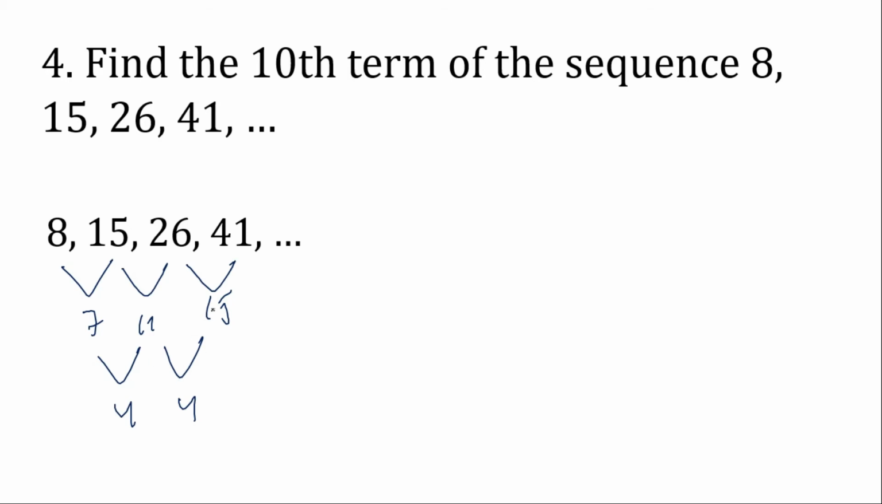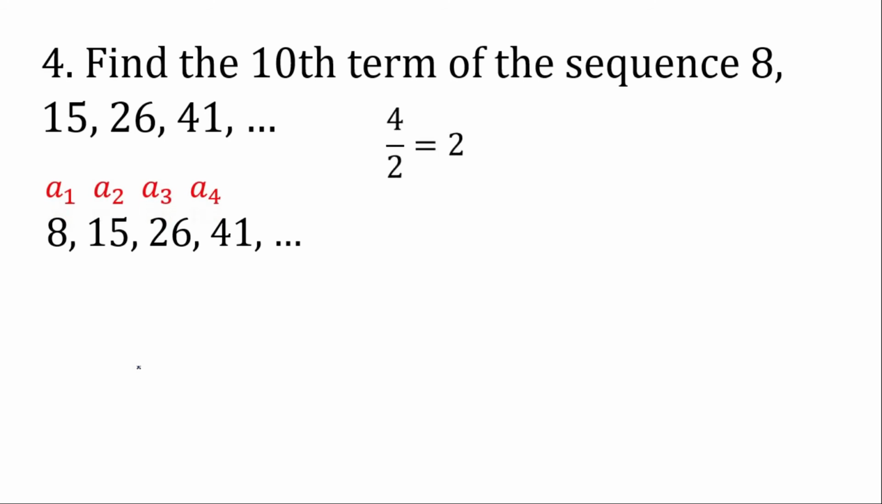So therefore, we will treat this sequence as a quadratic. So we need to divide 4 by 2 to get 2. Then we will use this formula. We will use this 2 to substitute for A because that would be the value of A. Now let's try to do it first, and let's plug in the formula to find the first 4 terms to see if they correspond to our first 4 terms.